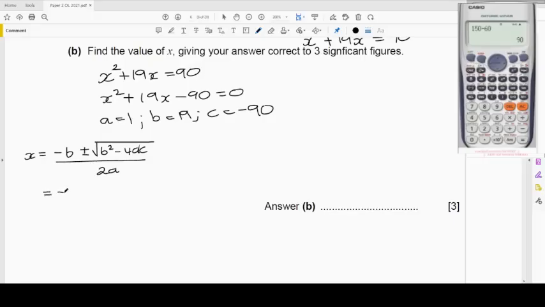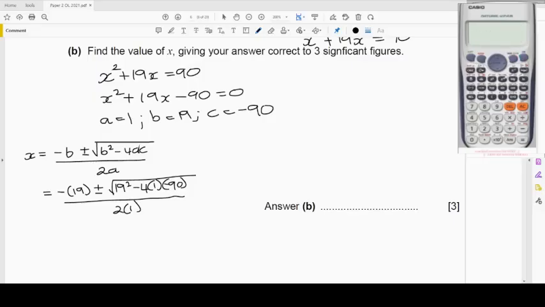So this is negative b, so negative 19 plus or minus the square root of b squared. This is 19 squared minus 4 times a, so 4 times 1, times c, which is negative 90. And then this is divided by 2 times a, which is 1. So exactly the way I have it here, that is what you are going to put on your calculator.